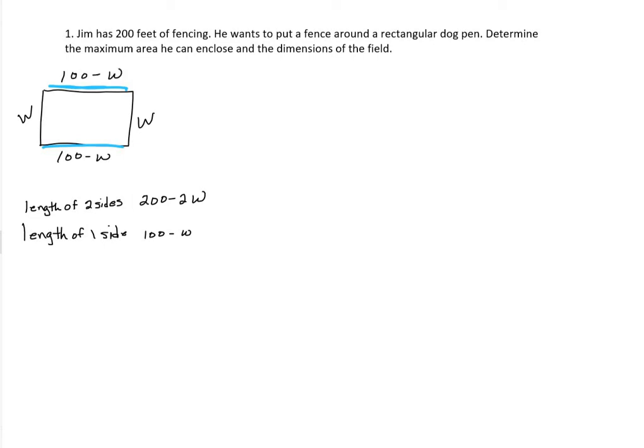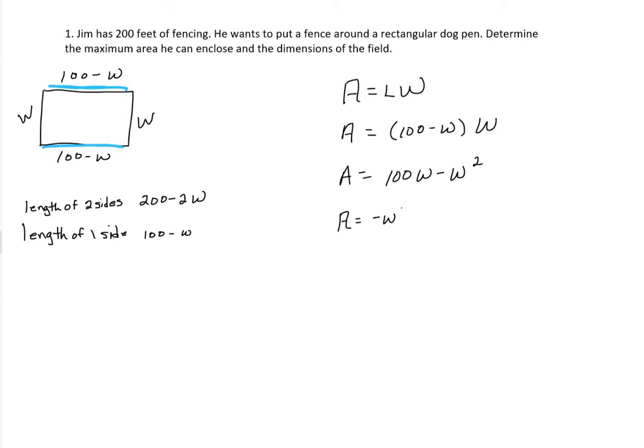Okay, now going back to my problem, Jim has 200 feet of fencing. He's going to put it around here. I want to find the maximum area. So I know that area is length times width. So the area is going to be 100 minus W times W. I'm going to distribute. Okay, I have the W squared, which means I have a quadratic. And we're normally used to having our quadratics in terms of x's and y's, but that's okay, it's still a quadratic. So I'm going to put this in standard form.